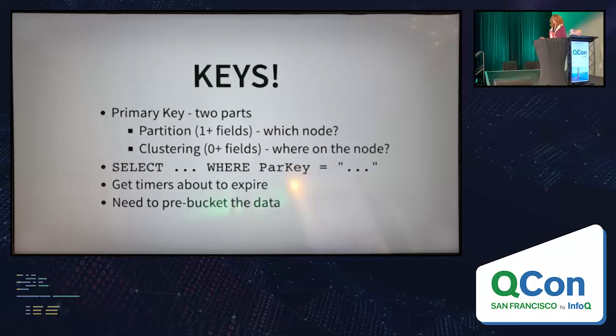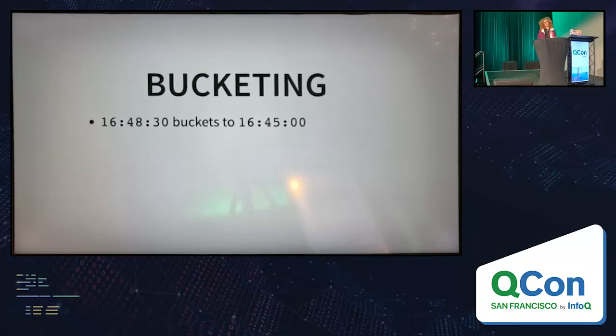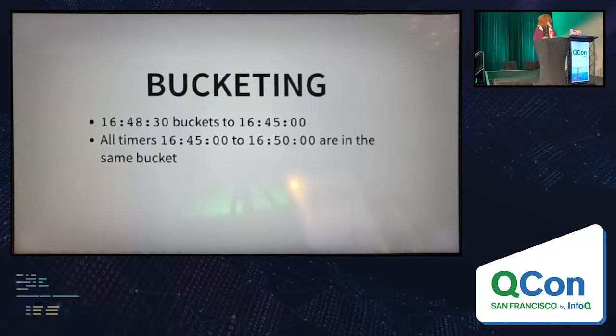It means we need to pre-bucket the data. We need to group our timers into buckets of timers that expire around the same time so that we can query all those timers together. We're going to be bucketing on 5-minute intervals. So for example, a timer expiring at 4:48 p.m. and 30 seconds, we're going to bucket that down to 4:45. And everything between 4:45 and 4:50, those are going to land in the same bucket. We are still going to store the expiry time, but we're also going to have this bucket that's specifically going to be used for storage locality.